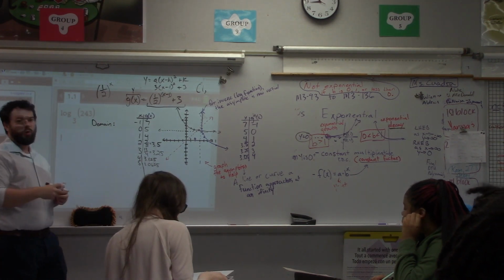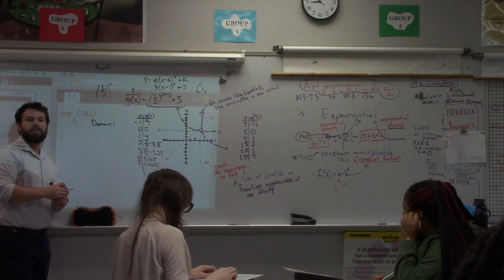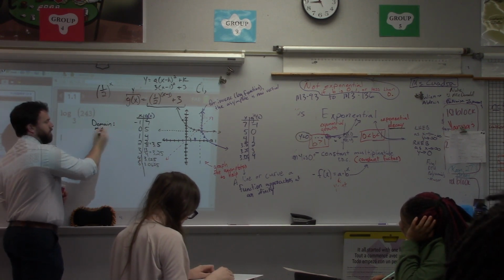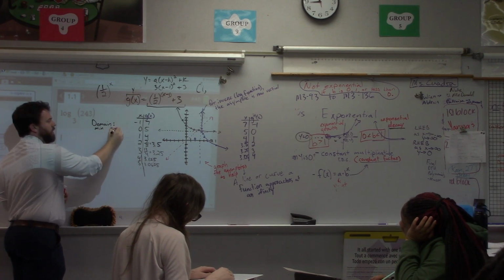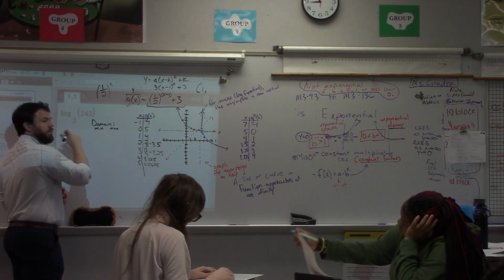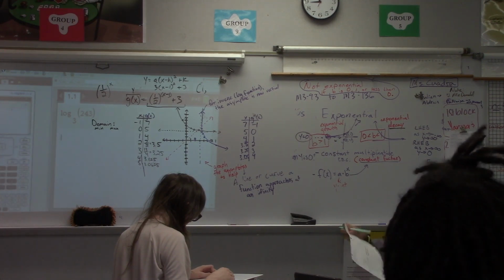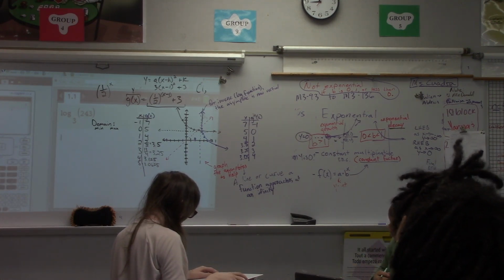And so what do we always write first when we do our interval notation? The minimum, and then the maximum. It's the minimum and the maximum.